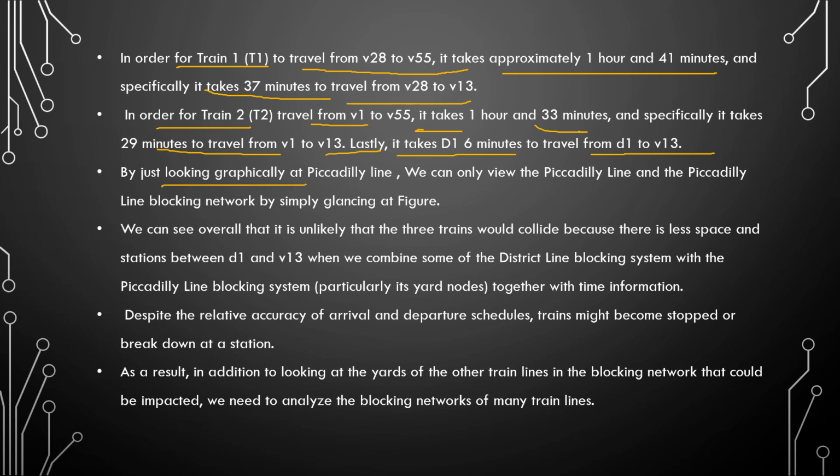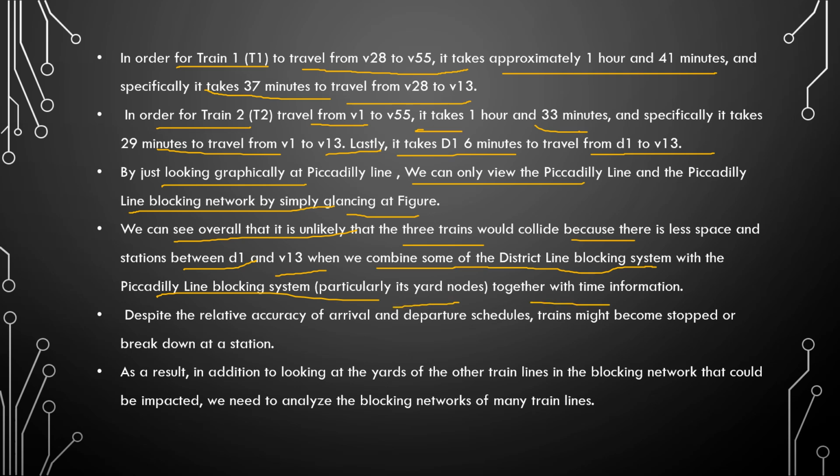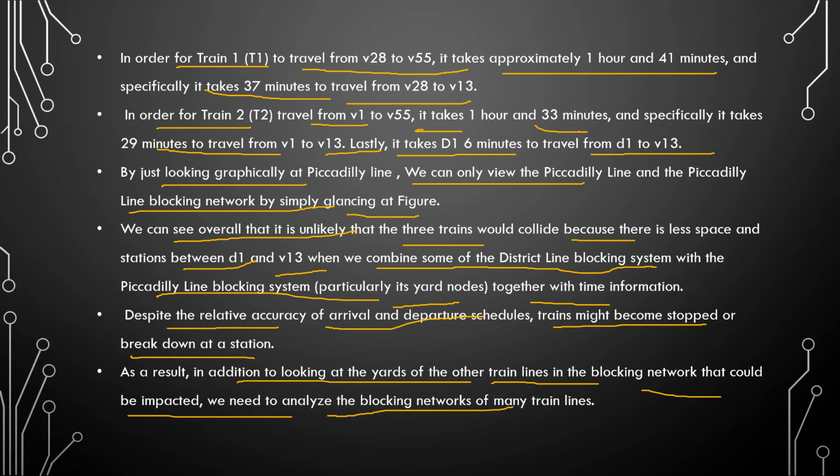By just looking graphically at the Piccadilly line and its blocking network, simply glancing at the figure, we can see overall that it is unlikely that the three trains could collide because there is little space between D1 and V30, where we combine some of the District line blocking system with the Piccadilly line blocking system, particularly its yard node, together with the time information. Despite the relative accuracy of arrival and departure schedules, a train might stop or break down at a station. As a result, in addition, looking at the yards of other lines, blocking networks that could be impacted, we need to analyze the blocking networks of many train lines. Okay.